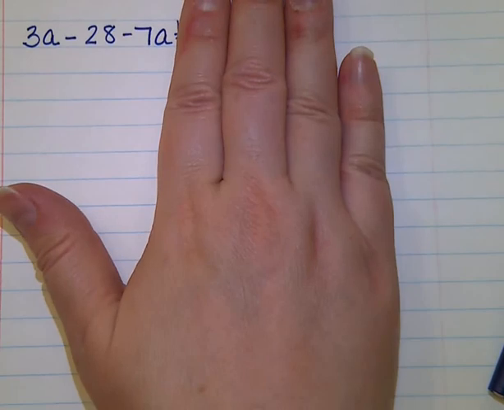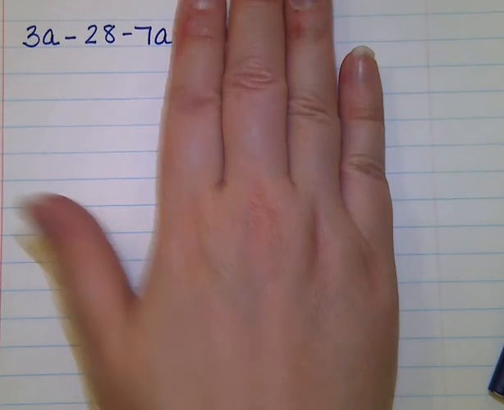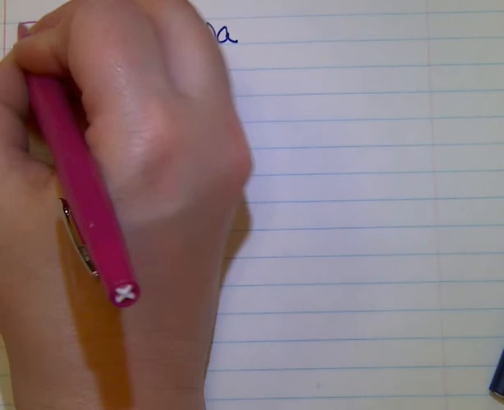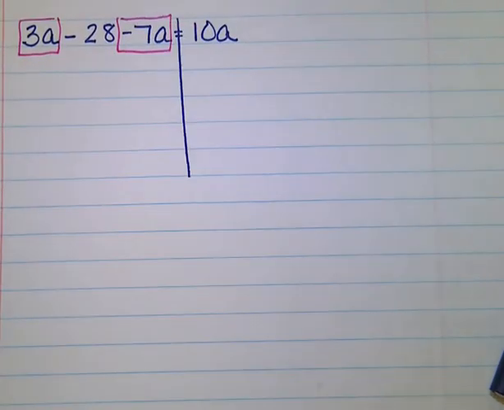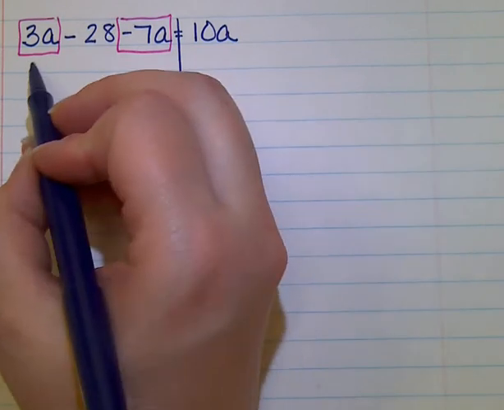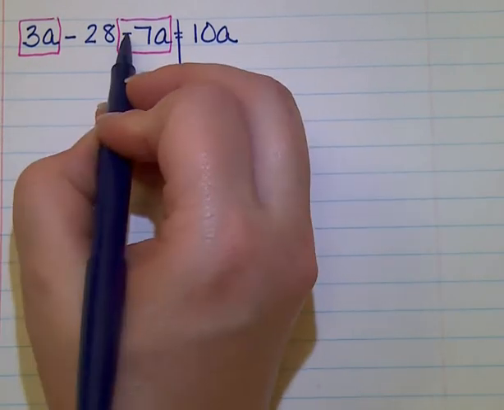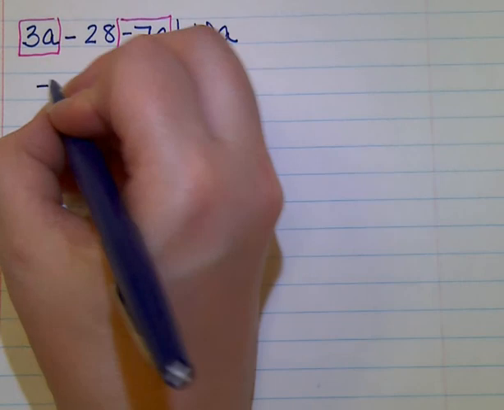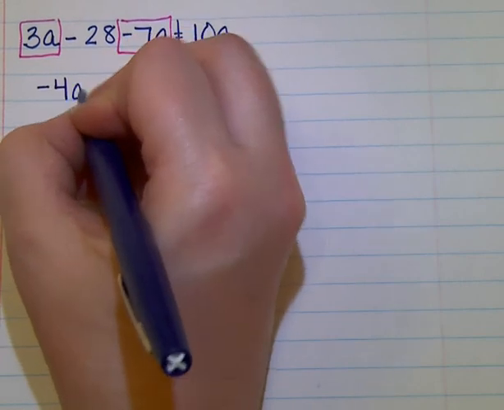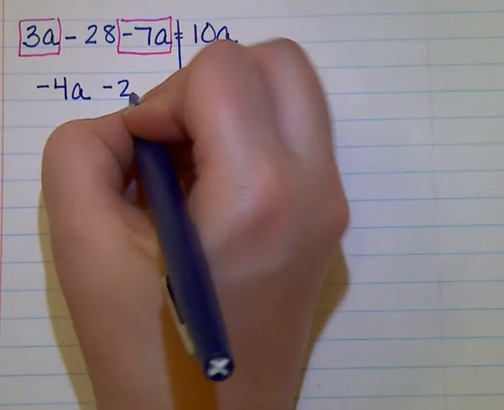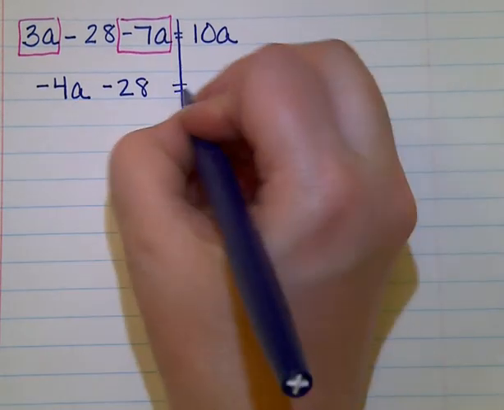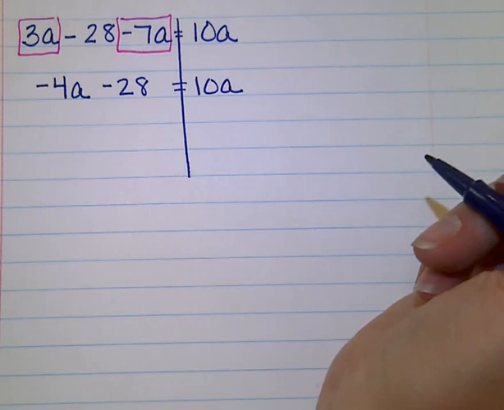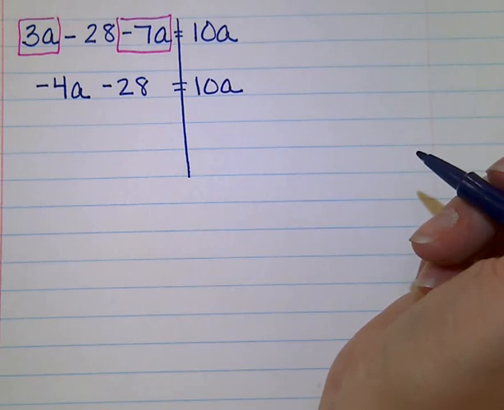What looks alike on this side? You'll notice I have a 3a, and I have a negative 7a, and those are like terms. In your calculator, you're going to type 3 minus 7, which is a negative 4a, minus 28. There's nothing that I can combine with that, is equal to a 10a. And now you'll notice we're back to a simple two-step equation.